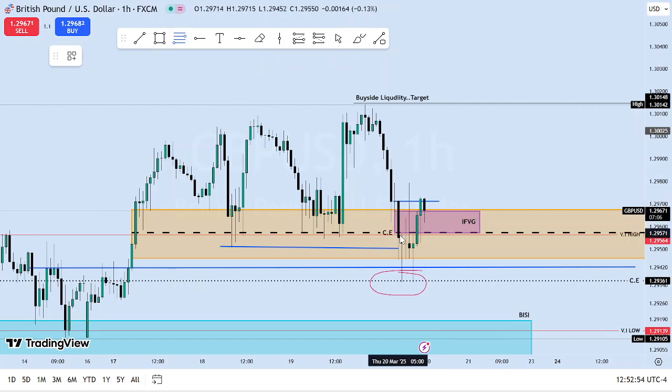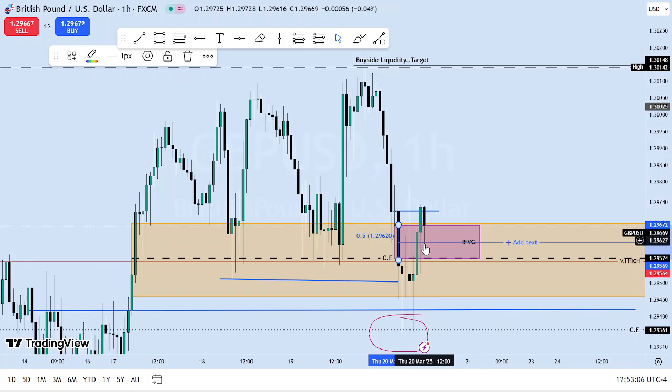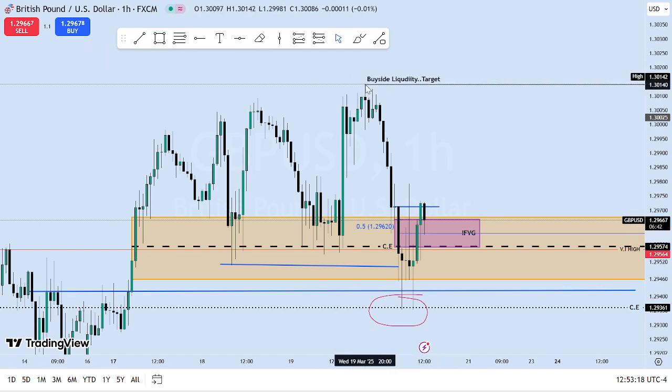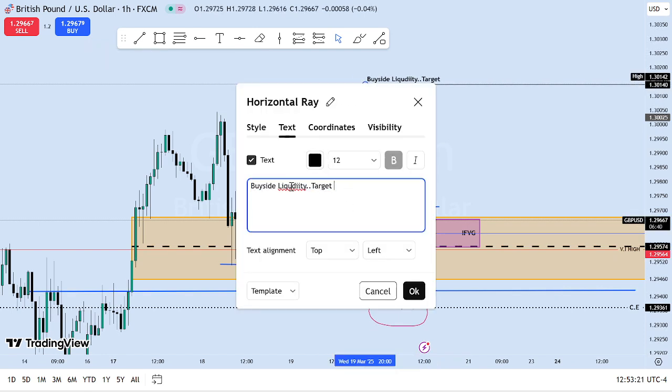You anchor from the high of this to the low of this, at the consequent encroachment of the inversion. That's where price delivered. You can see that over here you can buy and put your stop loss here. Then take profit at the previous day high. Target, that's the previous day high, buy side liquidity.